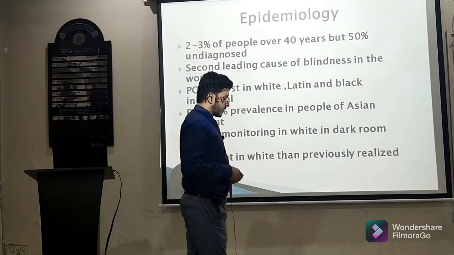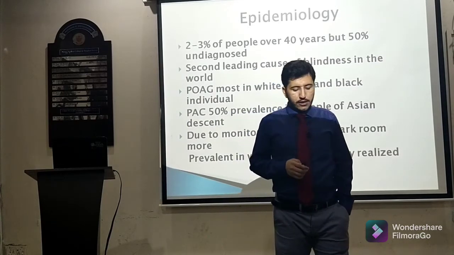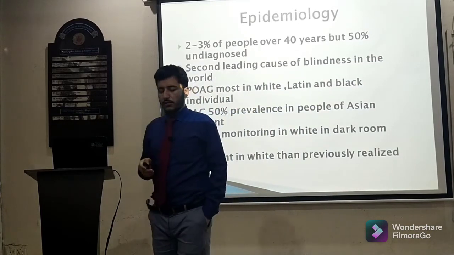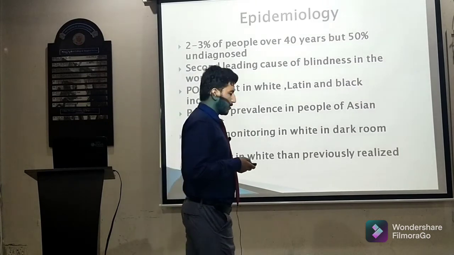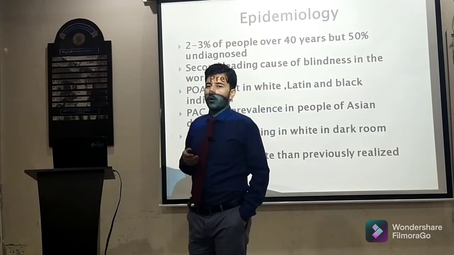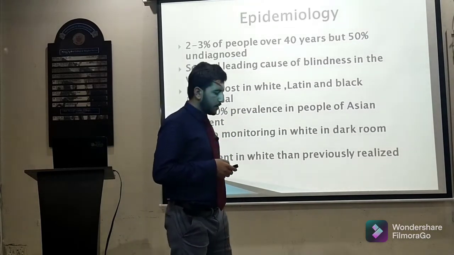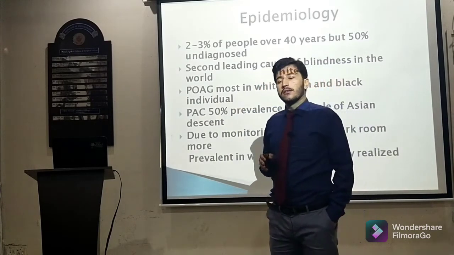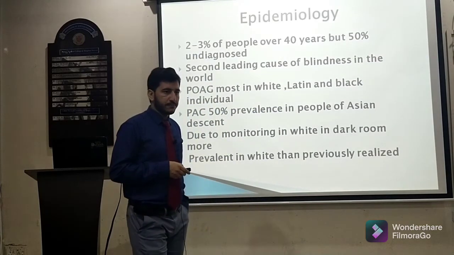Epidemiology, that is the second learning objective. If we know about the epidemiology of a disease, we will have a low threshold for diagnosis of that disease. How prevalent is the disease in our society? 2 to 3% of people over 40 years have glaucoma, but 50% are undiagnosed.